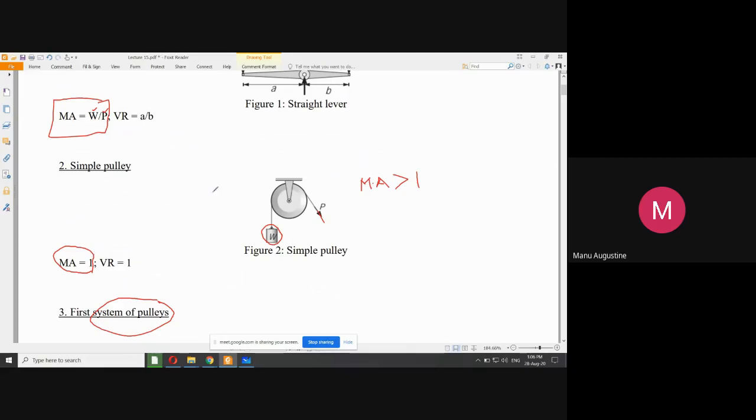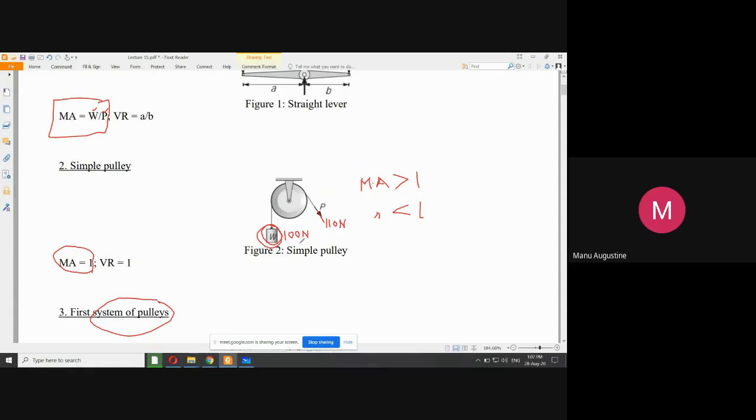So for any lifting machine, if your mechanical advantage is either 1 or, in some cases, less than 1, then you will say that you are not getting any mechanical advantage. How does mechanical advantage get less than 1? It is the case in which, for example, you are trying to lift a load of 100 Newton, and in order to do that, you actually have to apply an effort of 110 Newton.